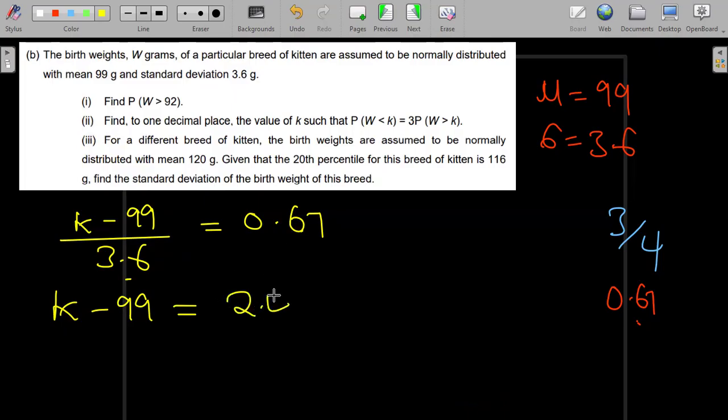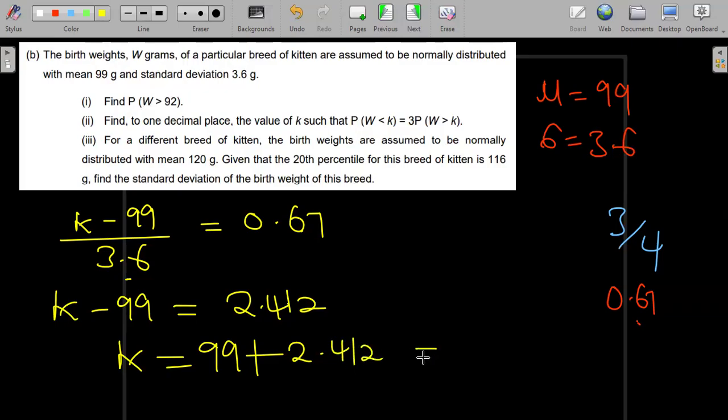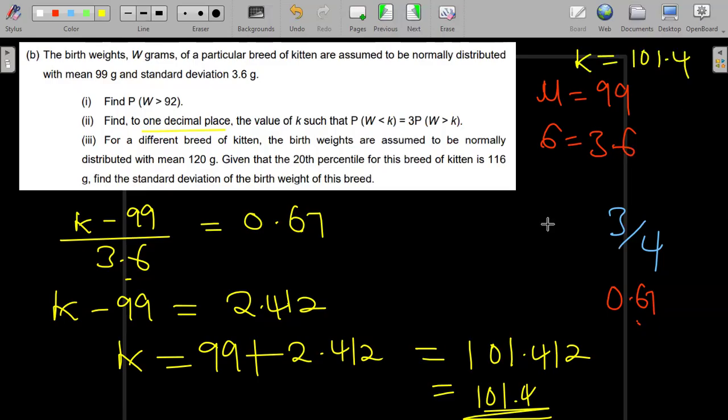So this is 2.412. So K will just be 99 plus 2.412, I'm getting K to be 101.412. But remember, the question said we should find K to one decimal place. So we can round this off to one decimal place. We get 101.4. Okay, so that's it. We found the value of K, 101.4 to one decimal place. Right, so we're done with the second question.